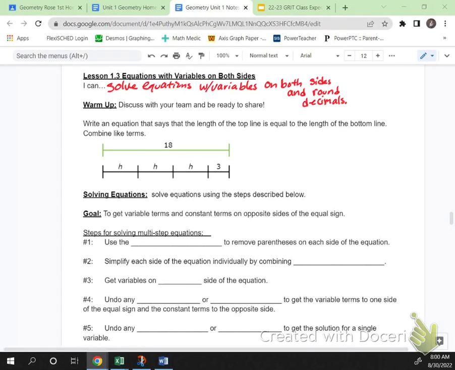So today I can solve equations with variables on both sides and round my answer to the specific decimal. I've got a warm up on the screen on your page. Discuss with your team or your partner and be ready to share.